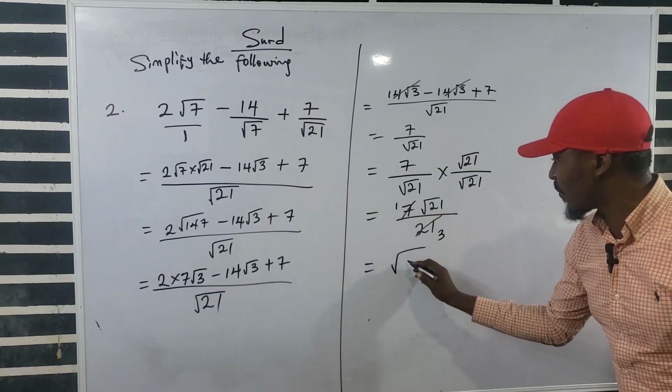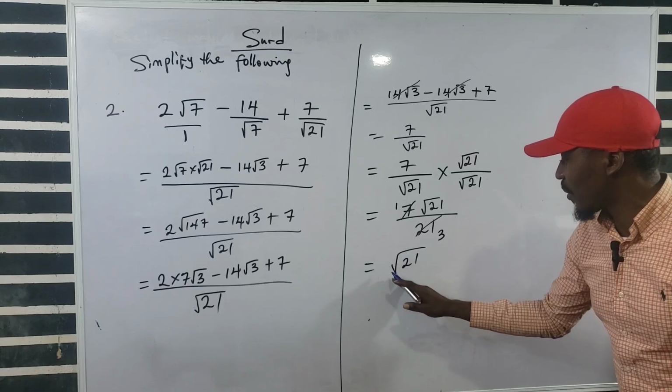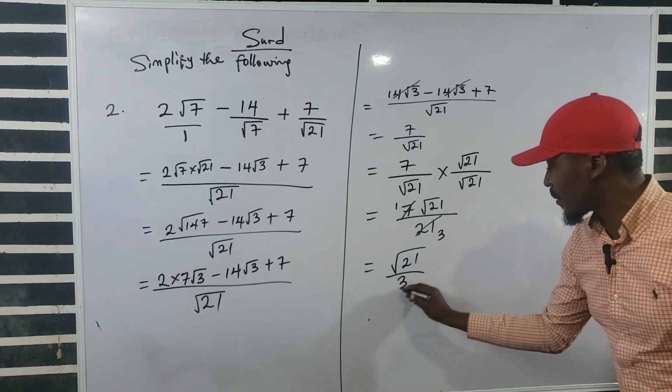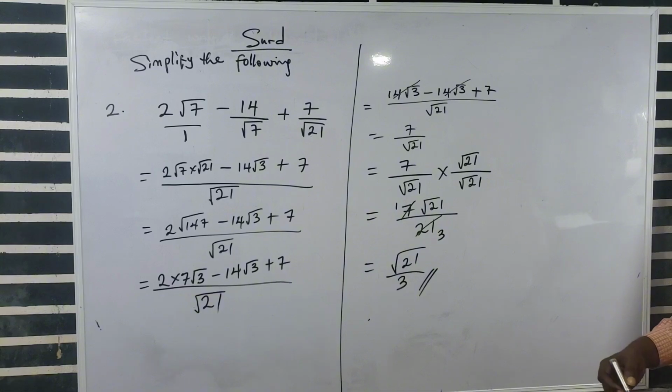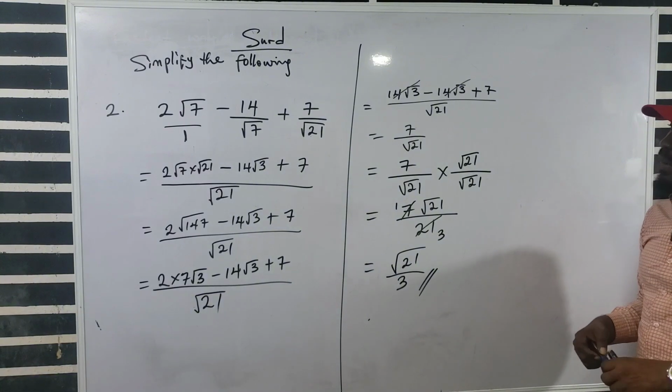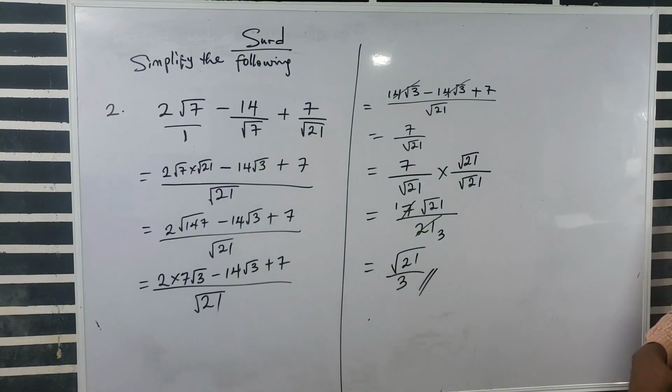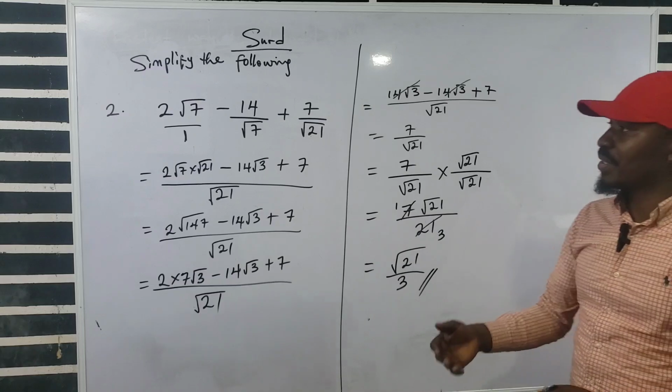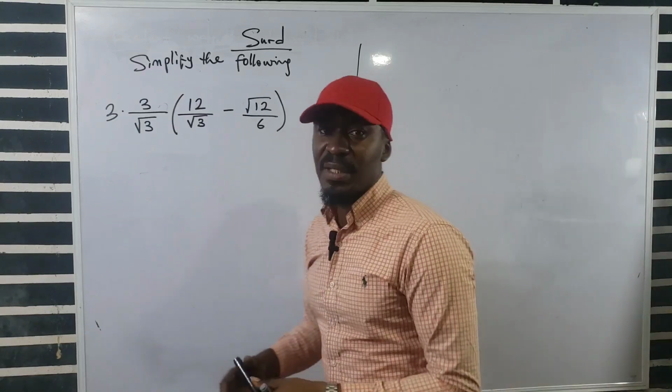So that will give us 7, that will give us surd 21 over 3. Okay, so that's how to solve that particular problem. Okay, so let's look at another question. So let's take care of this.